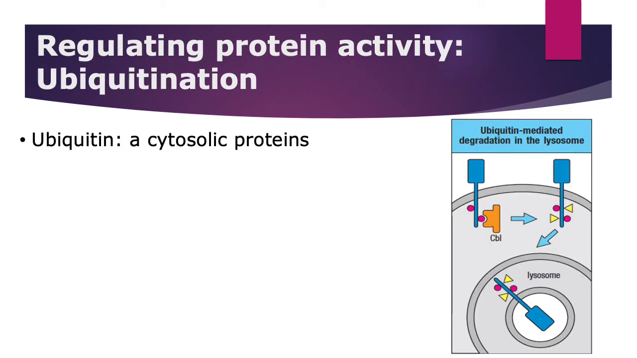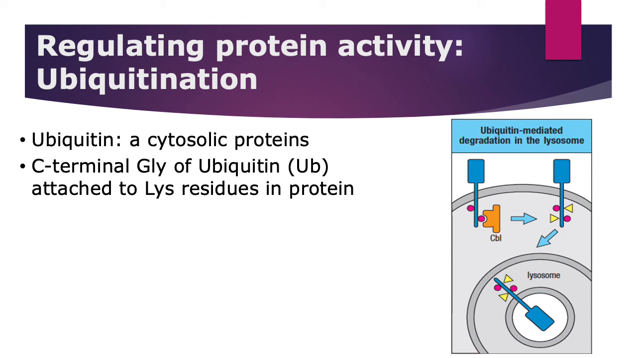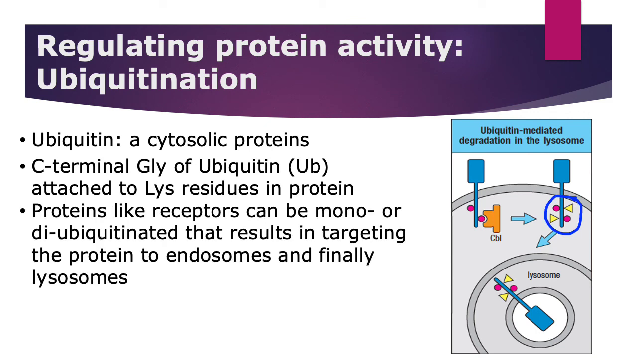Another way to regulate protein activity is through ubiquitination. Ubiquitin is a cytosolic protein which has a C-terminal glycine. This glycine at the C-terminal end of ubiquitin can be covalently attached to lysine residues in proteins. This results in ubiquitination. Proteins like receptors, as shown in the figure, can be mono or diubiquitinated. In the figure, we are seeing a receptor that has been ubiquitinated at two places, and hence it is diubiquitinated.